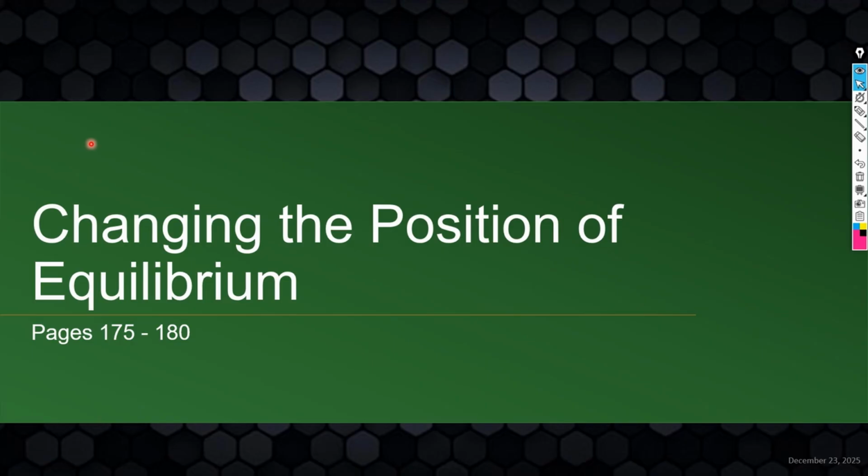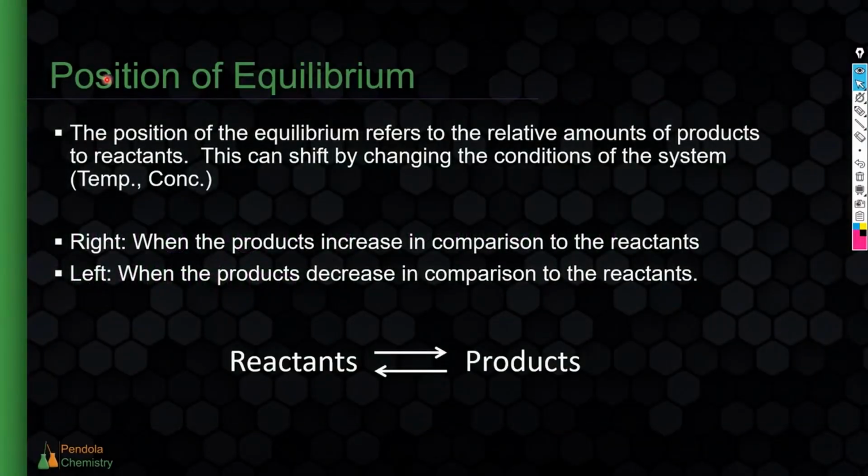Once we have reached equilibrium, the state of equilibrium for a reaction, it does not necessarily mean that the reaction will not change. Any external changes will affect the equilibrium. So whenever we talk about the position of equilibrium, we are talking about the relative amount of reactants and products. Are there more reactants than products? Are there more products than reactants? By how much? What ratios? That kind of thing.